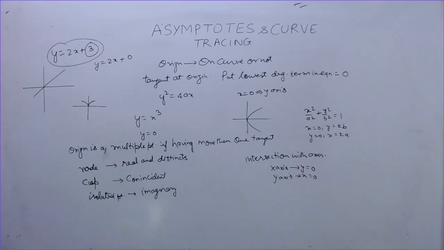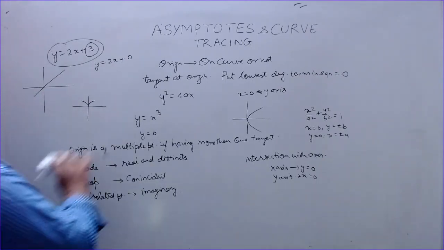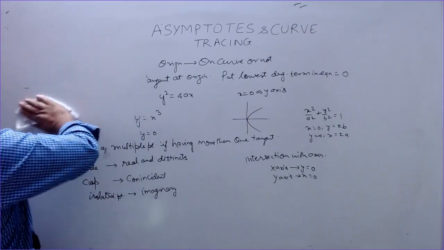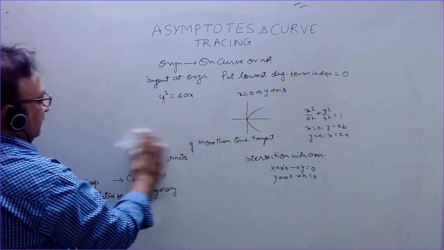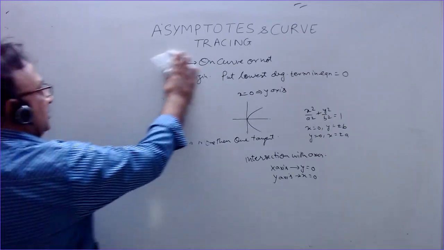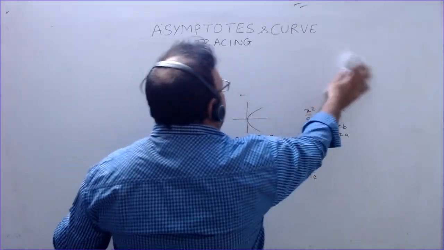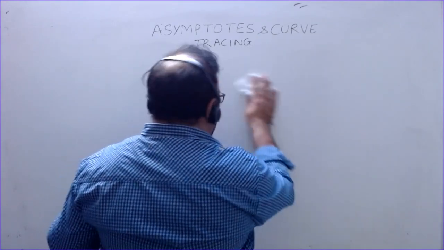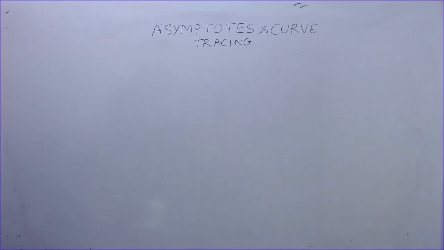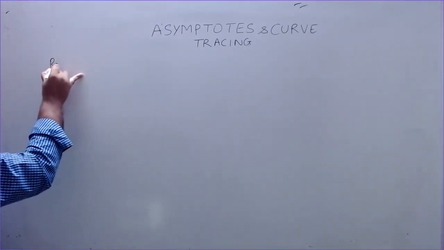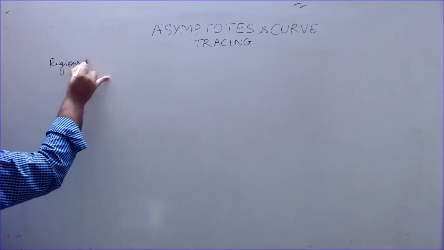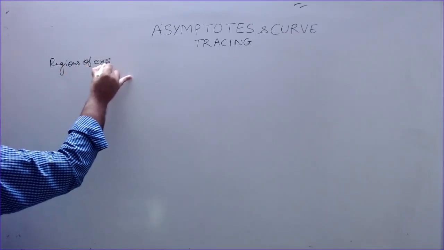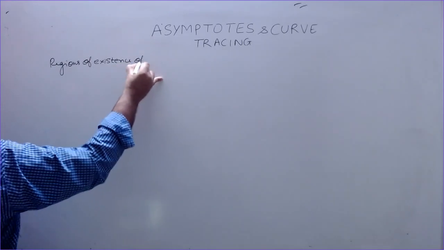After this step, we will check the existence of the curve, up to which point or in what region the curve is existing. For this you have to check the values of x and y. For what values of one, the other will be real. So regions of existence of curve.